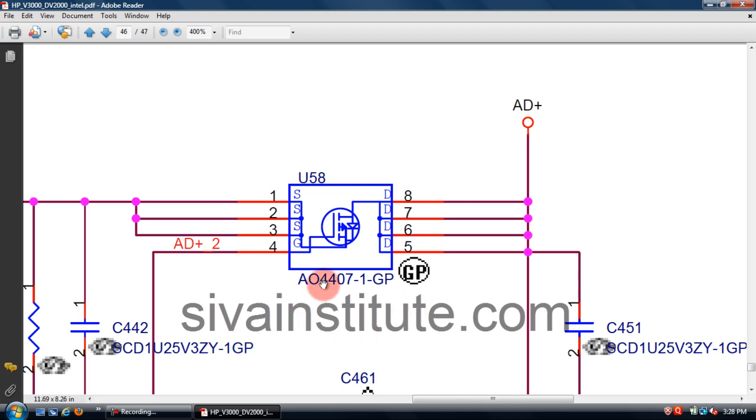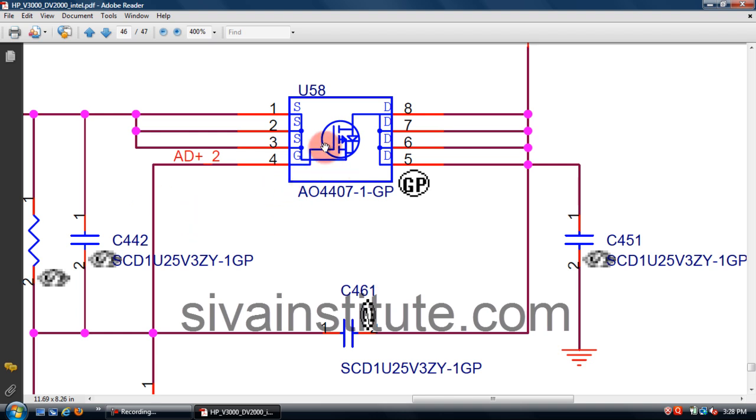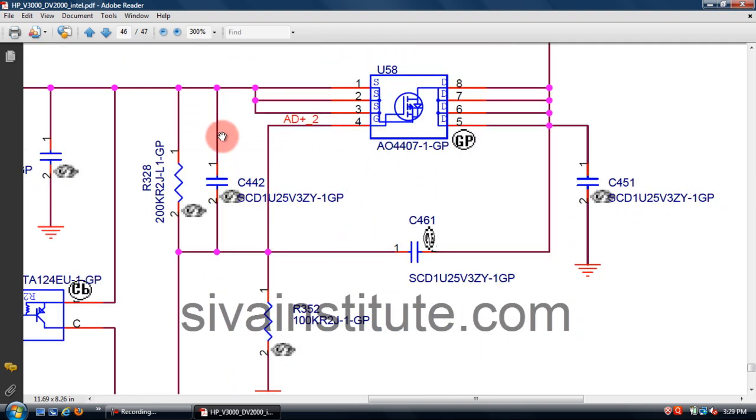This FET is a P channel FET. In a P channel, the input is the source and the output is the drain. When you give negative voltage to the gate, it will start to function. If there is no output here, you should check the gate voltage. See here, the gate negative voltage is important in a P channel.